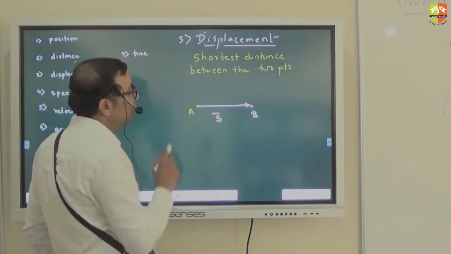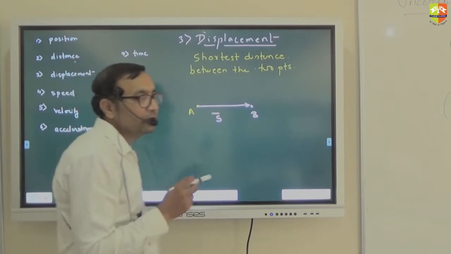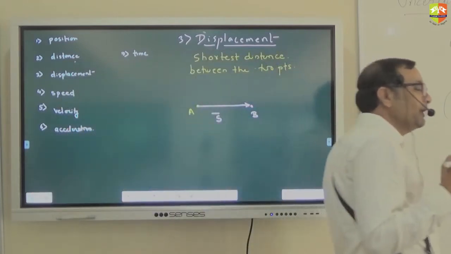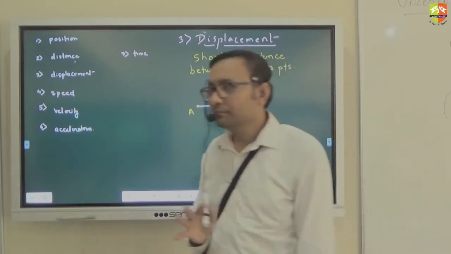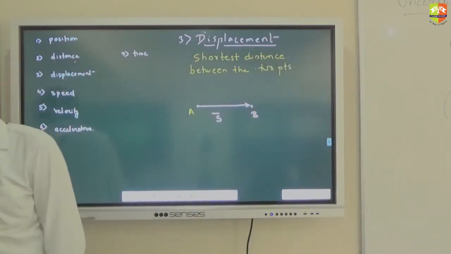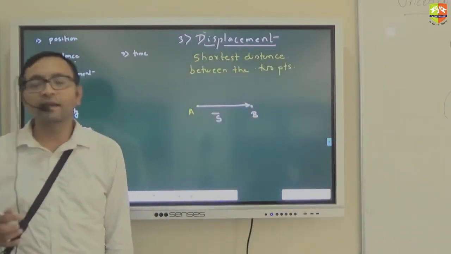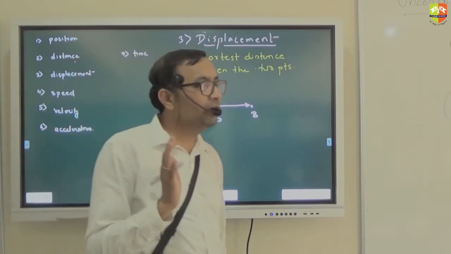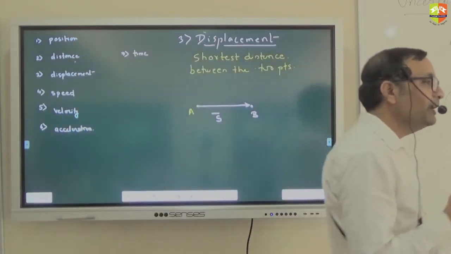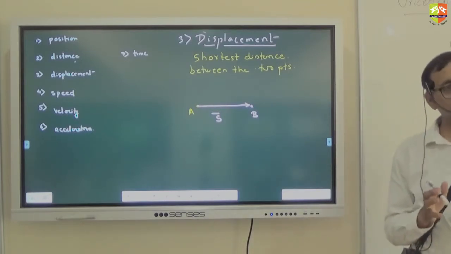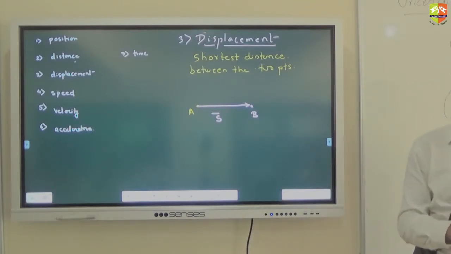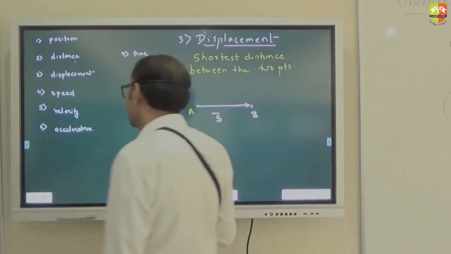Now, it is a vector quantity also. Now, tell me, displacement, can it be negative? Yes. It can be negative? Yes or no? It can be negative. It can be zero, it can be positive also, so it can attain any value. Understood? It can be any value. Any doubt? No doubt? Please do these two questions.